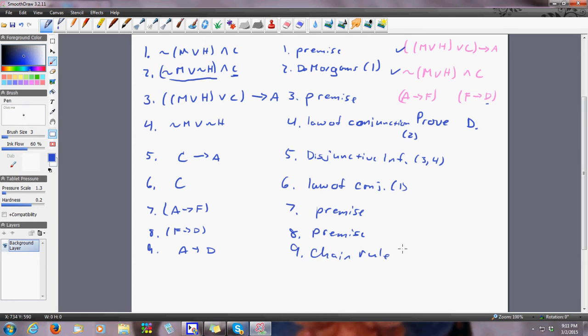On 7 and 8. And now, number 10, I have C implies A, and I have C. Therefore, A, and that is modus ponens on 5 and 6. And now I get D, which is modus ponens on 9 and 10. And that's it.